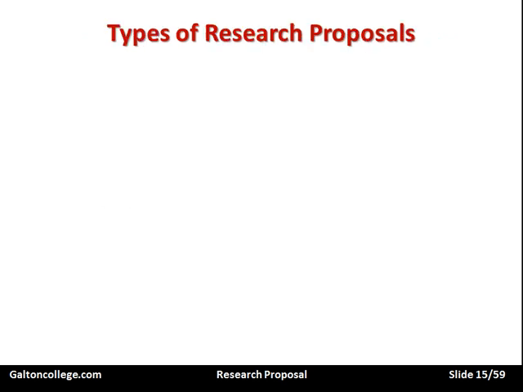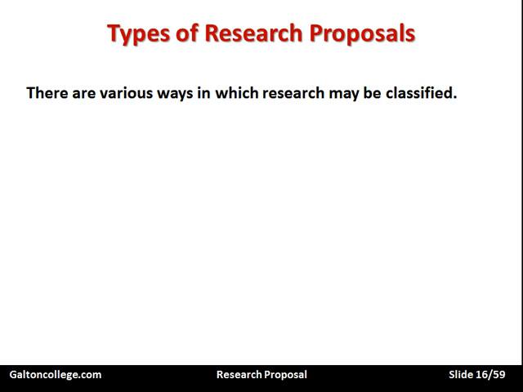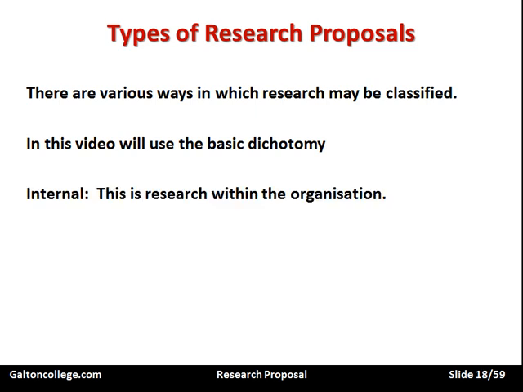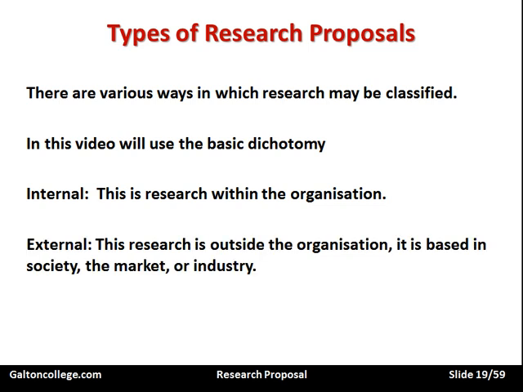Now, the types of research proposals, well, there are various ways in which research may be classified. In this video we use the basic dichotomy. Internal, this is research within the organization, and would you believe, external. This is research outside the organization. It is based in society, in the market, or in the industry. It is based outside the organization. So we have a very basic dichotomy.